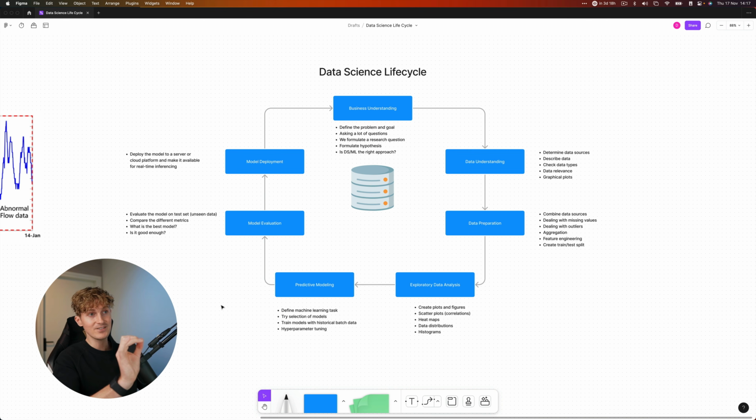And also the next step would be to really apply this lifecycle to your next project.